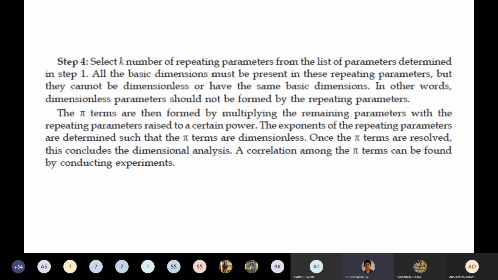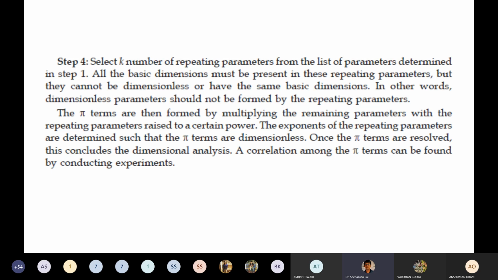Now we are going to discuss step 4. Select k number of repeating parameters from the list of parameters determined in step 1. All the basic dimensions must be present in these repeating parameters, but they cannot be dimensionless or have the same basic dimension. In other words, dimensionless parameters should not be formed by repeating parameters alone. All the repeating parameters will be there, but they will not repeat themselves within one specific term.